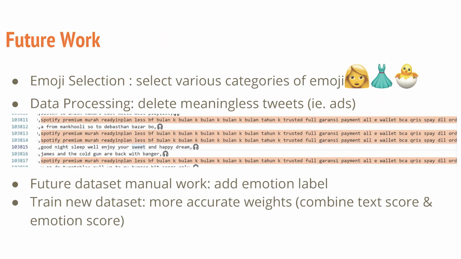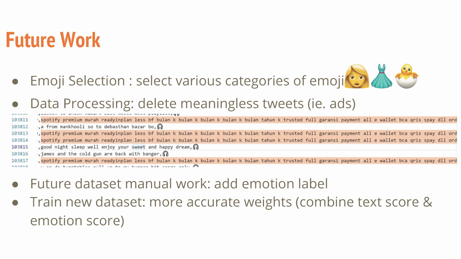And for future work, there is a lot of manual work. For our current emoji labels, there are some similar emojis. For example, we have 8 different hearts. So in the future, we can choose emoji more diversely. And more work could be done for the data processing. For example, here in the figure, the highlighted tweets are ads and the sentences do not make sense, but it needs human sense to identify and delete them.